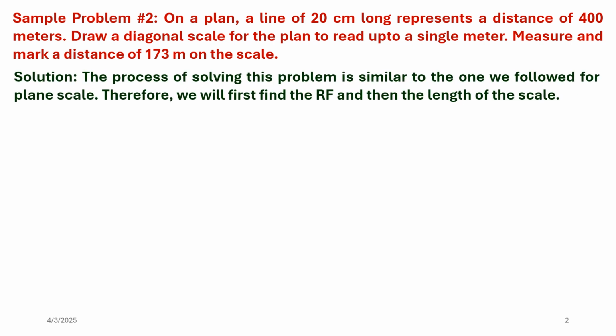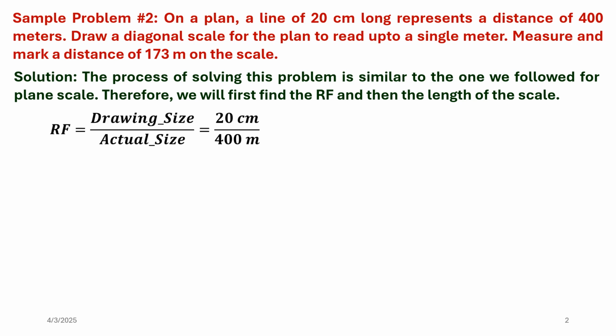For this one, the first step is to calculate the RF of the scale and then find the length of the scale. So RF is given as drawing size upon actual size. Now drawing size is 20 centimeter and the actual size is 400 meters. So we have this value 20 centimeter divided by 400 into 100 centimeter. This gives us the value of RF as 1:2000. Then our next step is to calculate the length of the scale.